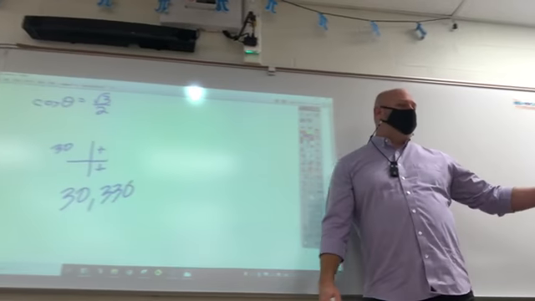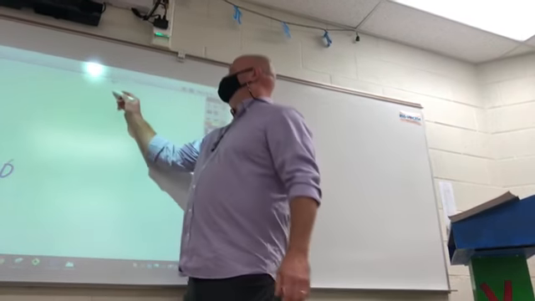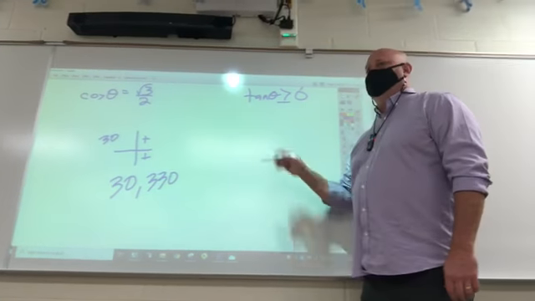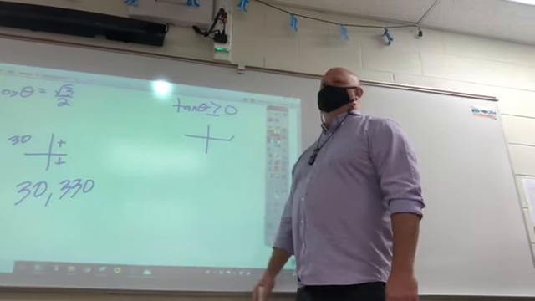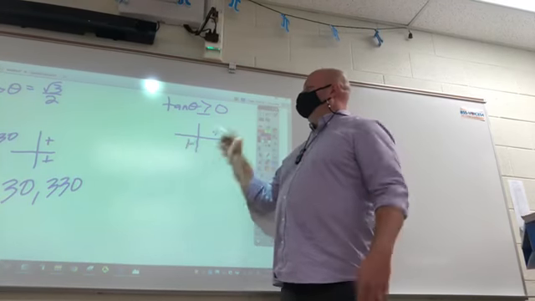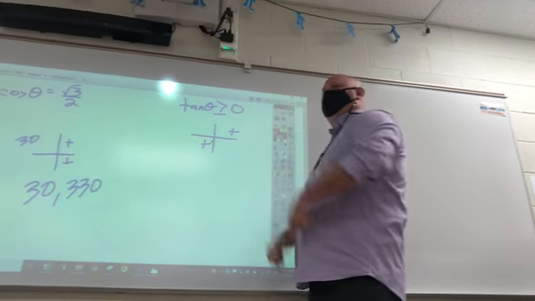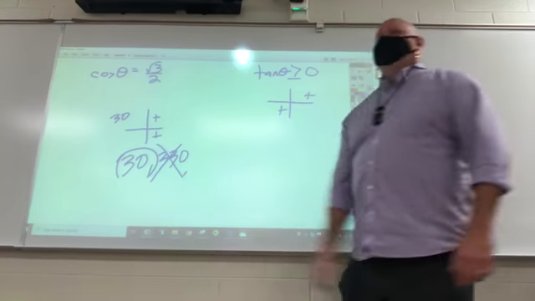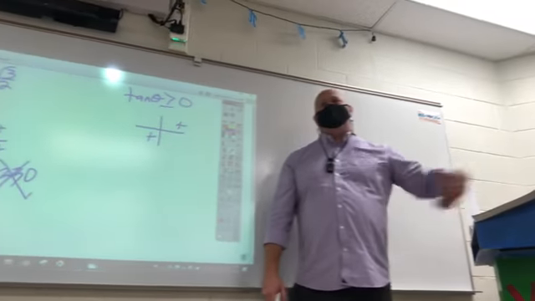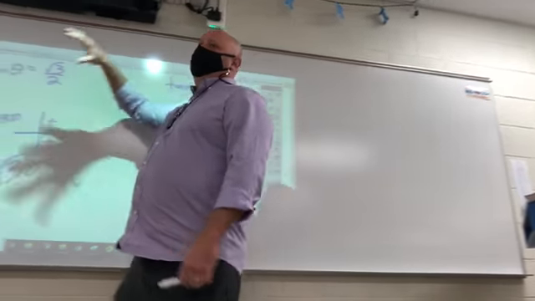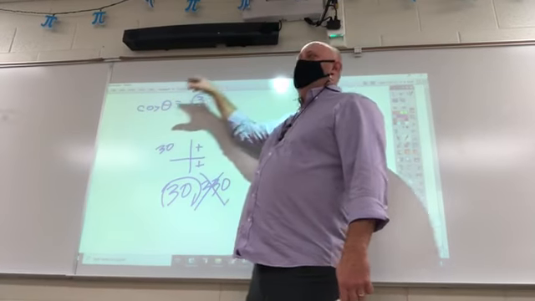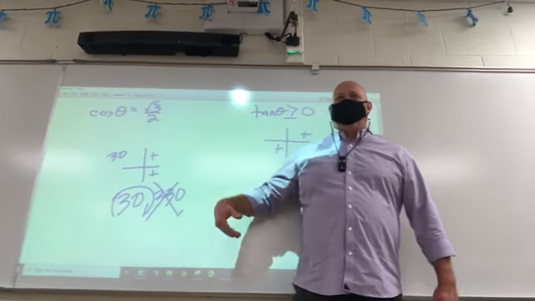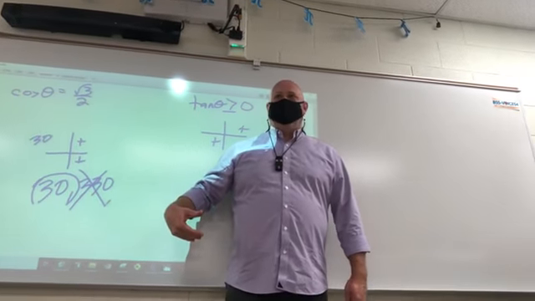But then there's a part 2 to that question. It says tangent is also positive. What quadrants is tangent positive? First and third. Which of those two answers is in the first or the third quadrant? 30. So every single question in that last section, there's two answers to the first part, but then the second part will just restrict you down to one or the other of those two answers. Does that make sense?